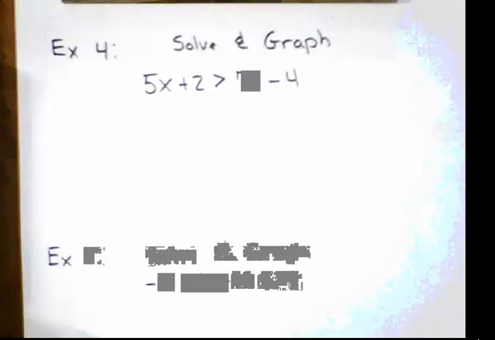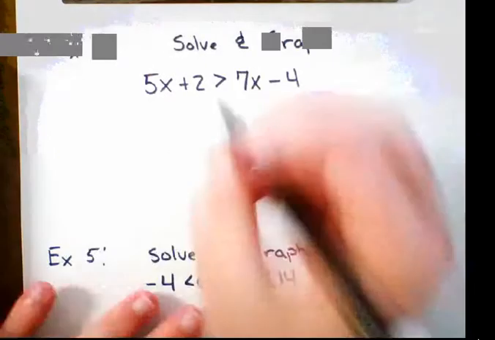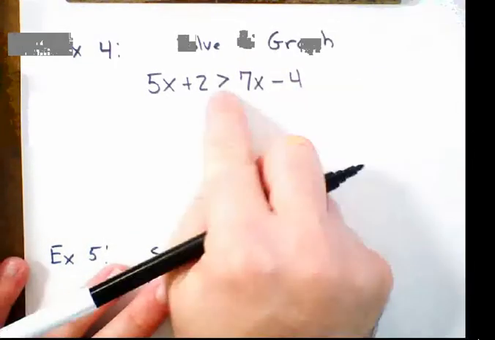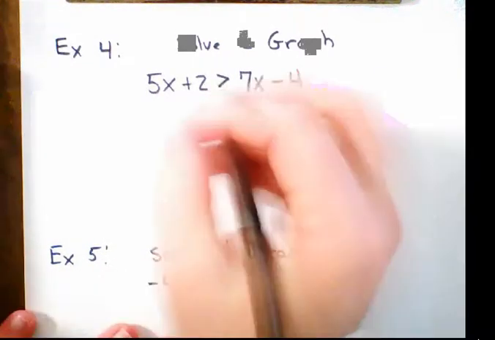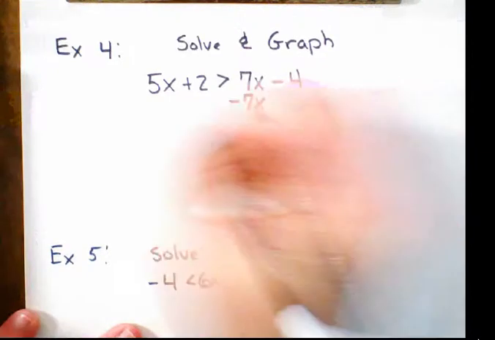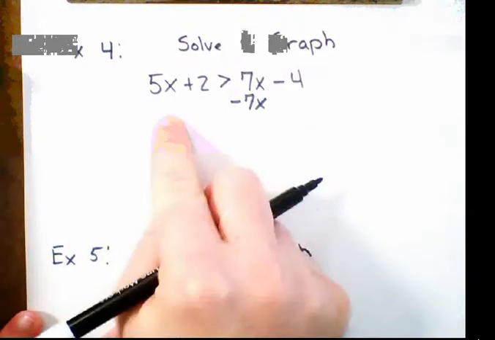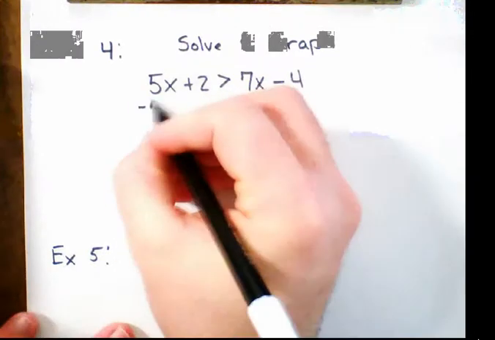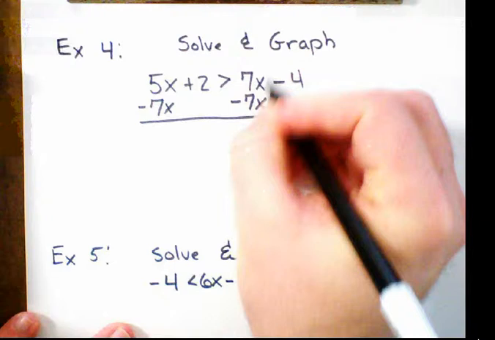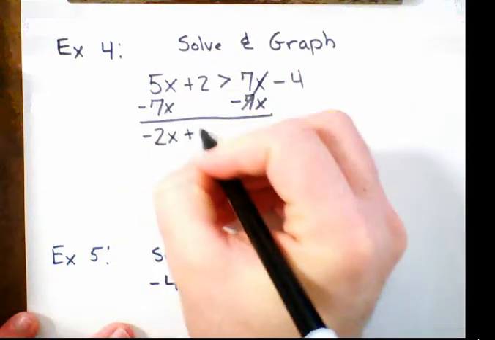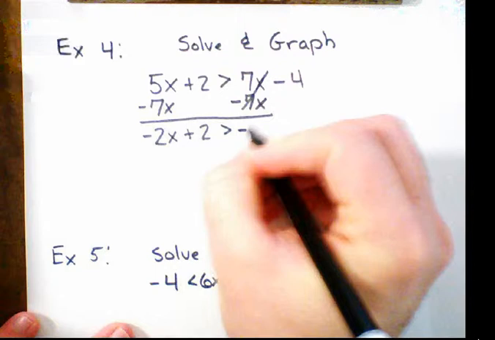First one, example 4, says to solve and graph. So we're going to solve this just like we did in an earlier section. Pretend for a second this is an equal sign. So I'm going to get my x's on the same side. I'm going to subtract the 7x, and I like to keep my x's on the left-hand side. It just makes things a little bit easier for me at the end. So subtracting the 7x is going to get me -2x plus 2 greater than -4.